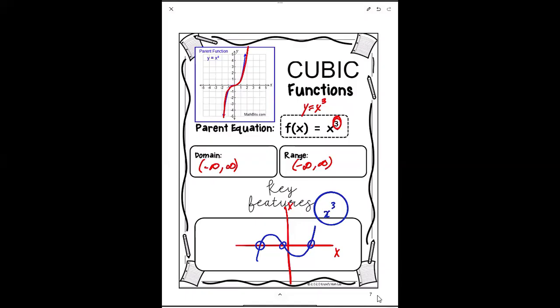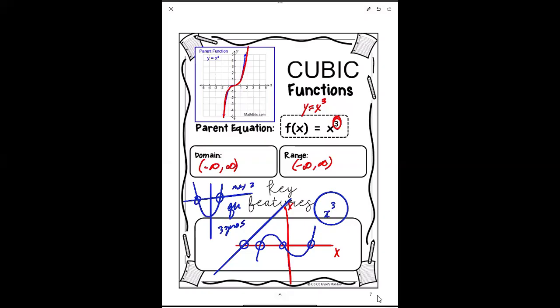If it crosses 2 times, it's a quadratic. If it crosses only once, it's linear. So cubic has a maximum of 3 zeros. Quadratics can have a maximum of 2 zeros. All right, so I think that's it.